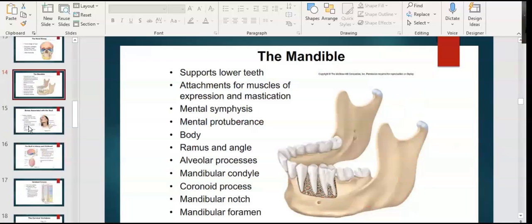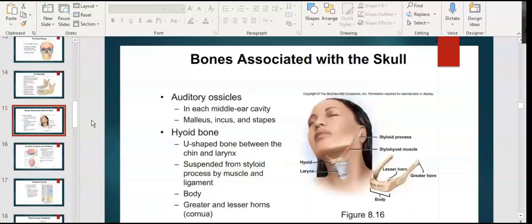Right here, we have this bone called the hyoid bone right there. The hyoid bone is located in our neck, right there. And this is the only bone in our body that does not get in contact with another bone.